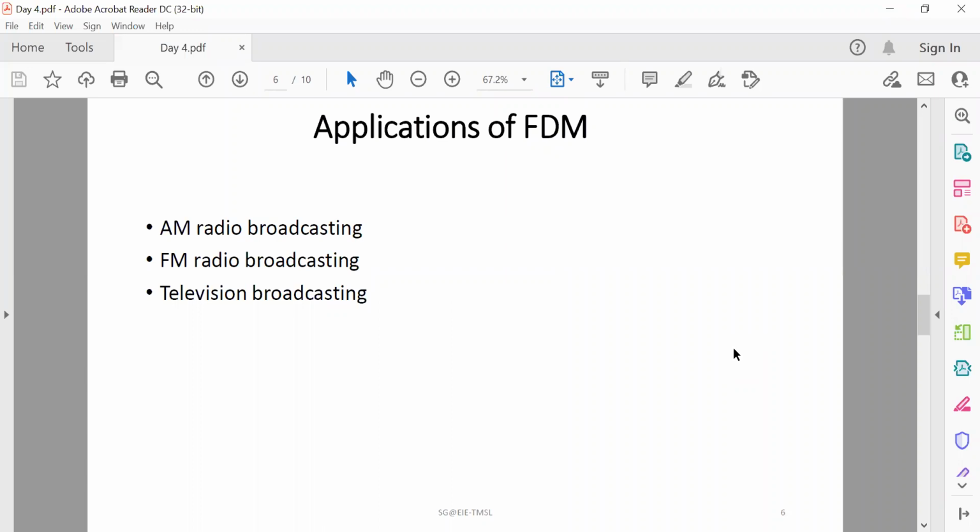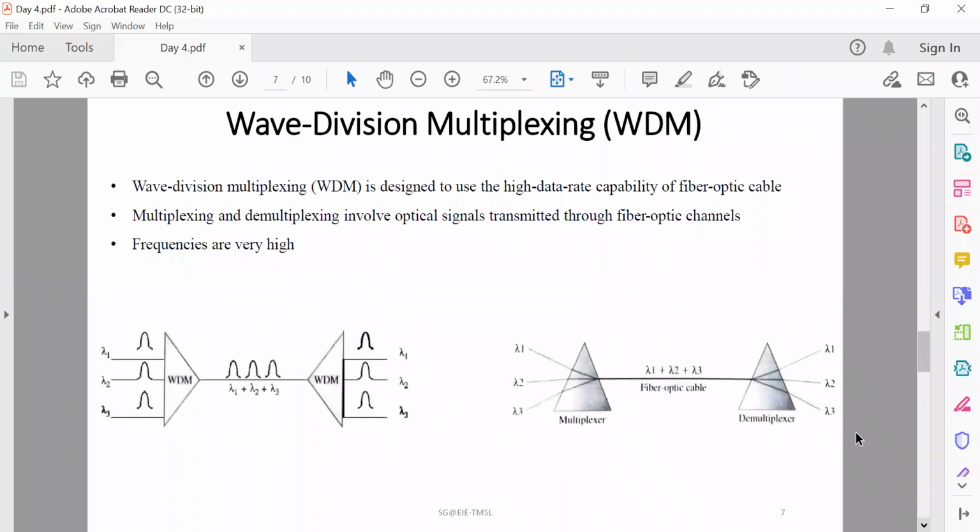And another common use of FDM is in television broadcasting. Each TV channel has its own bandwidth of some megahertz range. So these are the applications of the frequency division multiplexing technique.